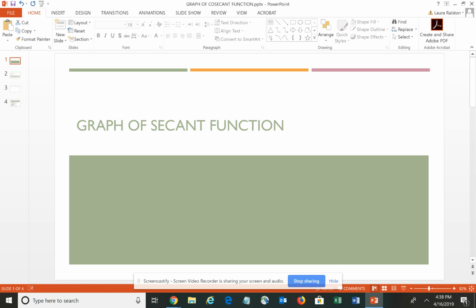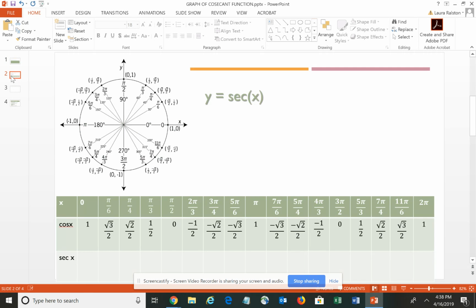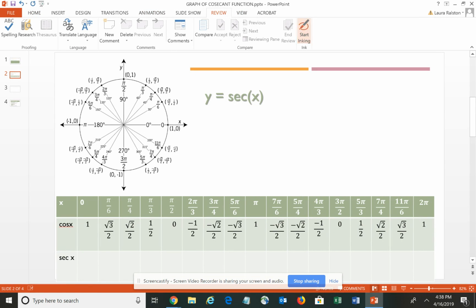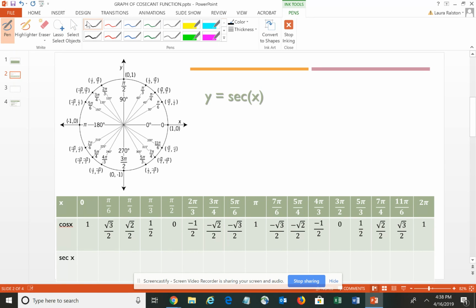We're continuing our discussion of the graphs of the trigonometric functions, and in this video we're going to take a look at the graph of the secant function. Okay, so again, I've provided you with the unit circle, and if you'll recall, the secant is the reciprocal of the cosine, which means you're going to have 1 over the cosine of x. Remember that the cosine corresponds to the x coordinate of the ordered pair.